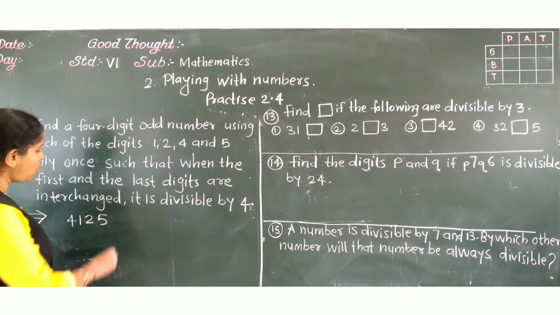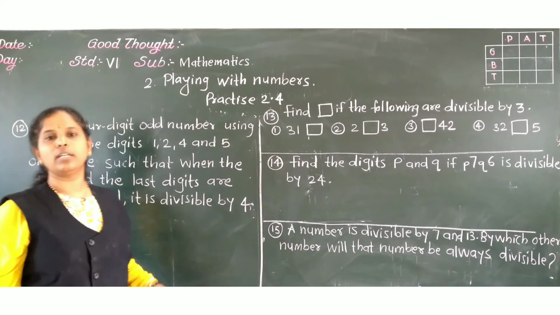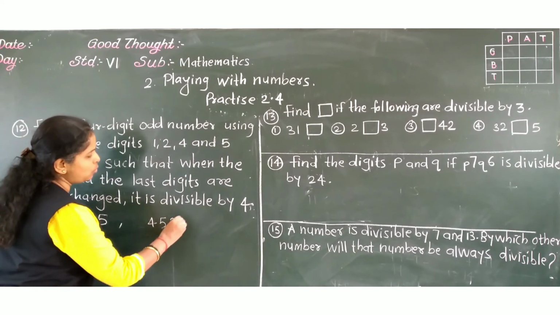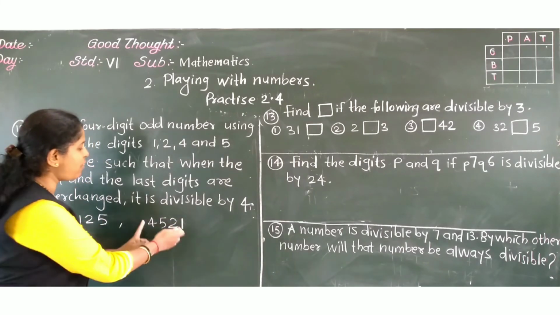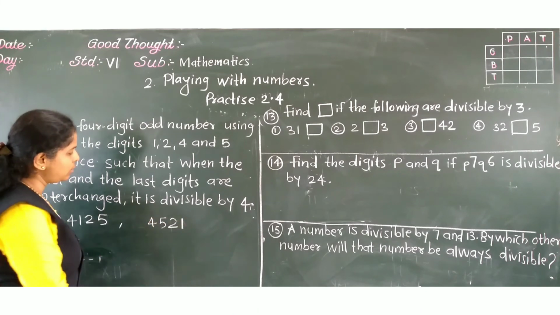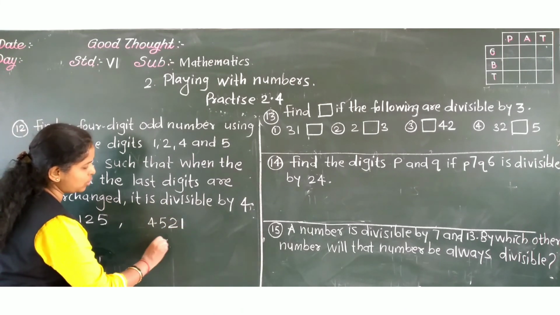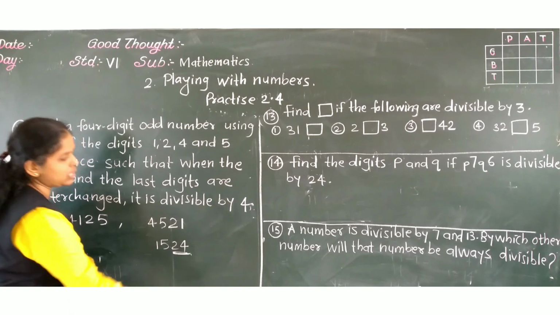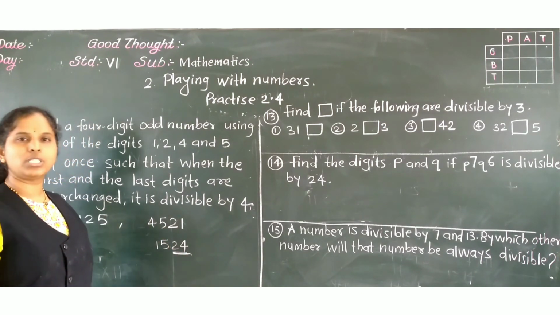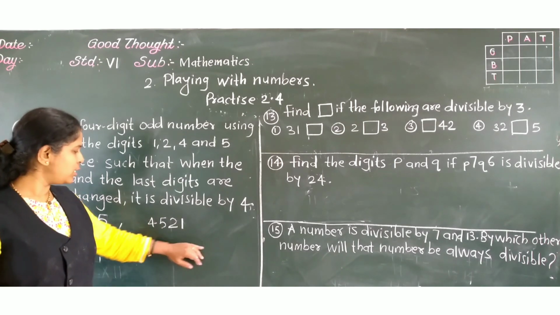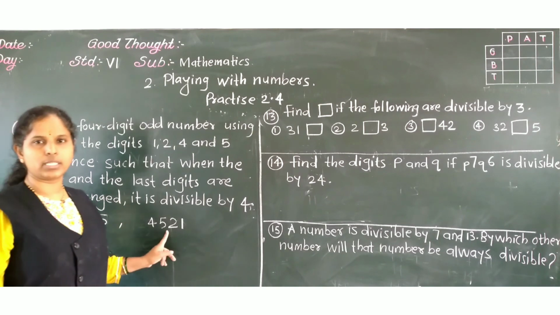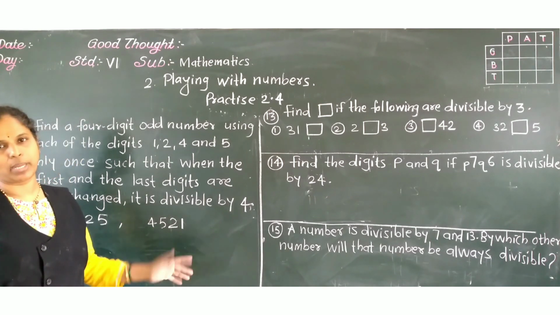This is one number. Or again another number we can take, 4, 5, 2, 1. Now see, if after interchanging, again what? 1 will come here, 4 will shift that side. So it will be, now see, this makes 24. That means yes, this number also is divisible by 4. Understood? So what is that number? This or this. Okay, like this you can also make any other number.